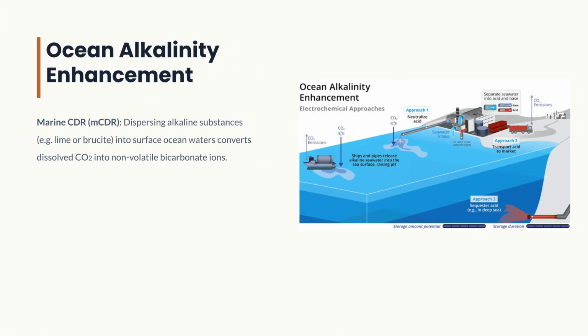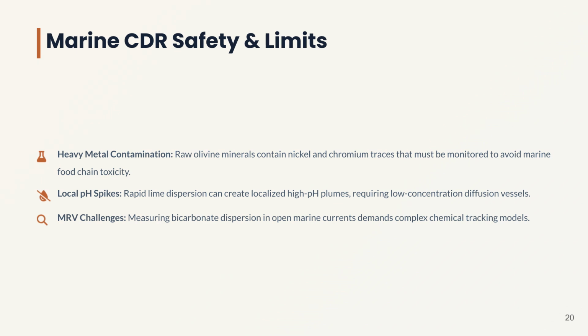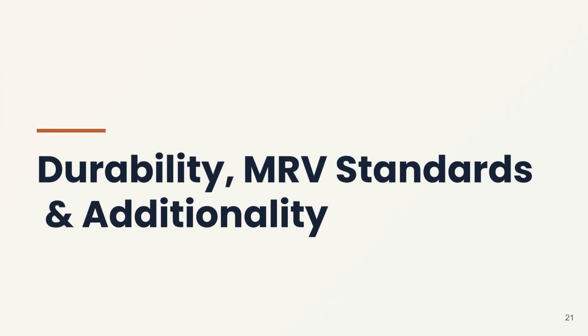Marine carbon dioxide removal, or MCDR, involves dispersing alkaline substances like lime or brucite into surface ocean waters. This process converts dissolved CO₂ into non-volatile bicarbonate, which aids in restoring ocean chemical equilibrium. Implementing marine CDR requires careful attention to safety, such as monitoring heavy metal traces in minerals, managing localized pH spikes, and developing sophisticated models for measuring carbon dispersion. Next, we will explore the critical requirements for carbon durability, measurement, reporting, and verification, and the concept of additionality.